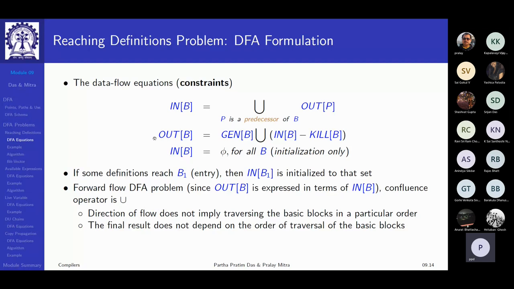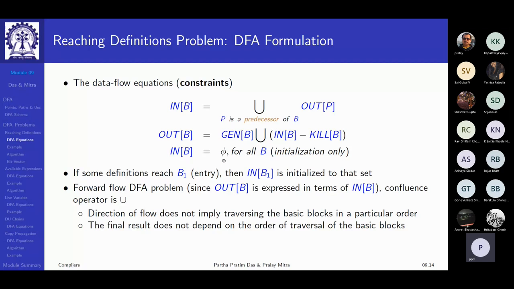Now the question is, since we are saying that we will do an iterative solution, the iteration has to start with some initial values. Otherwise, if everything is unknown, then where do we start? So we say that in B is a null set, is an empty set for all B, all basic blocks. That is our initialization.